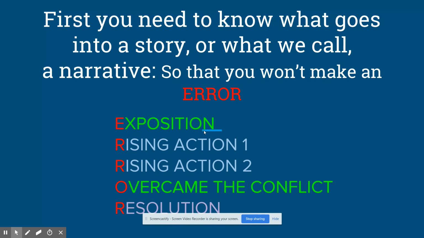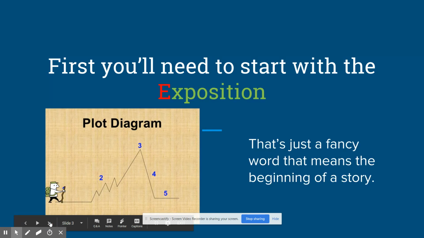So E stands for the exposition, R stands for rising action 1, the other R stands for another rising action 2, the O stands for how to overcome the conflict, and the R equals the resolution. So the first thing that you need to start with is the exposition. That's just a fancy word that means the beginning of the story.